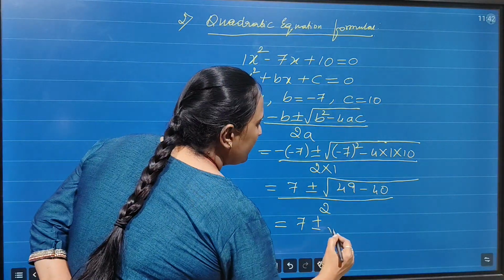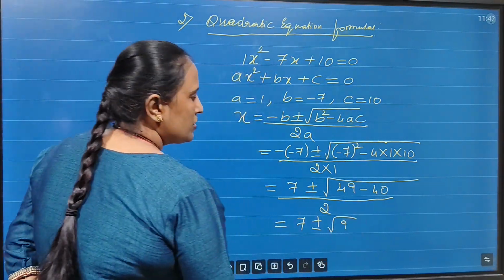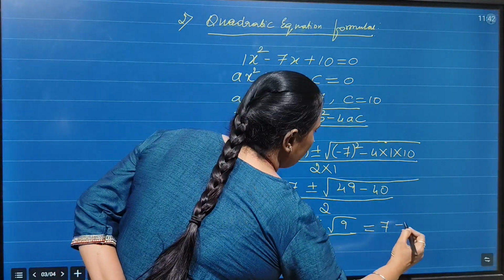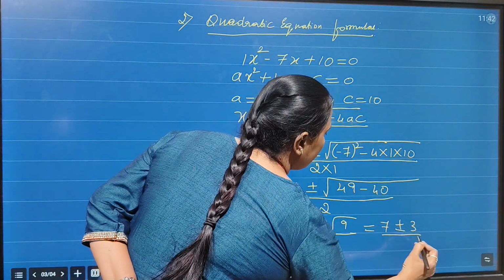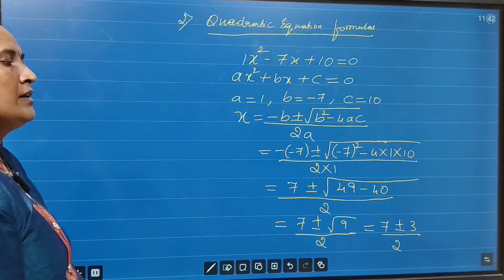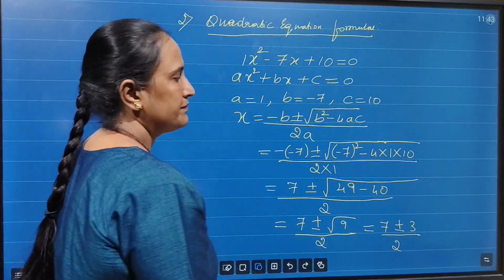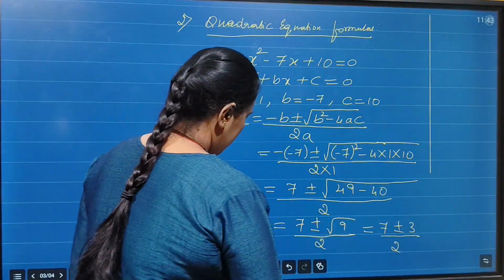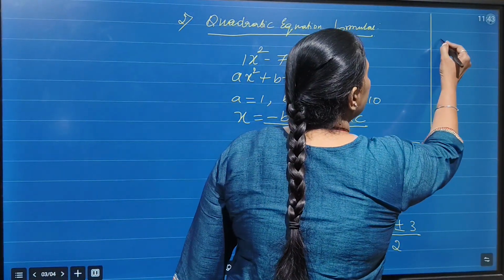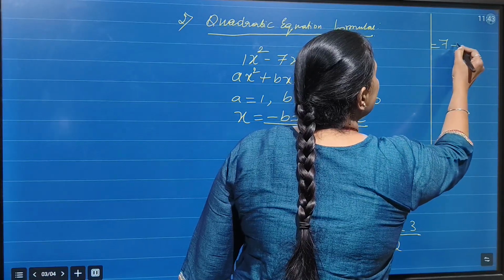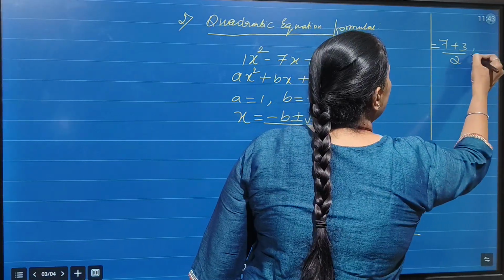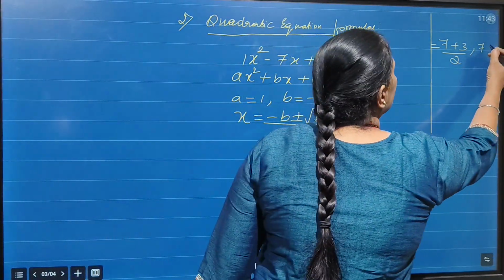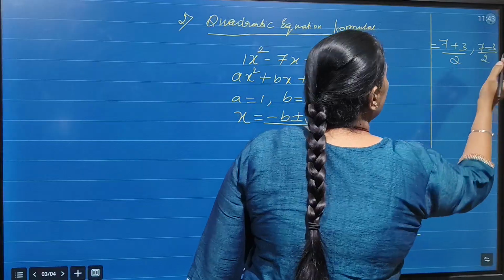7 plus or minus square root of, after simplification you get 9. The root 9 value you people already know. What is the value of root 9? That is 3, divided by 2. 7 plus or minus 3. Now we can split into two parts. That is one root is what? 7 plus 3 divided by 2, and the other is what? Plus or minus, right? One is positive and the other is negative, 7 minus 3 by 2.